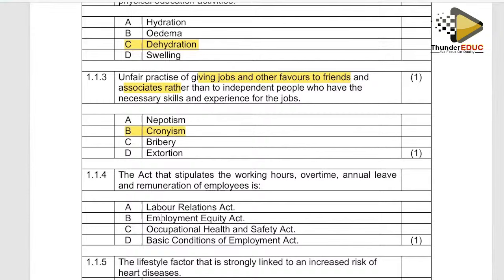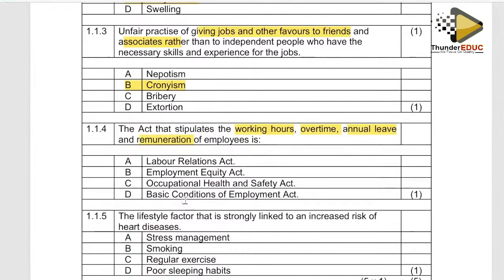Then 1.1.4, the act that stipulates the working hours, overtime, annual leave, and remuneration of employees. So they are looking for an act or a law which stipulates the working hours. It also stipulates the overtime. It also determines the annual leave and also the remuneration, which is the payment of employees. It is known as the Basic Conditions of Employment Act. So our correct letter there would be the letter D.